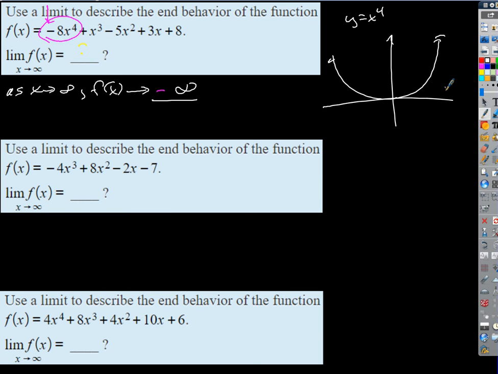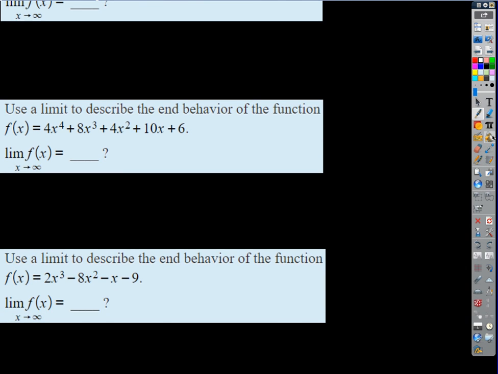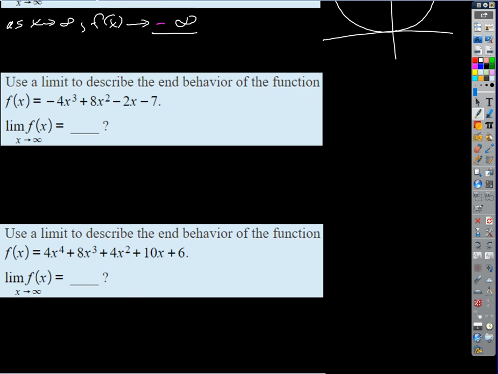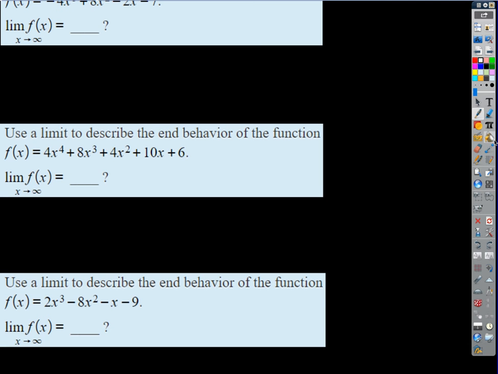What about one like this? Okay, let's go down a little bit. What if I'm approaching, let's do this guy. What if I'm approaching negative infinity? Okay, let's make this one negative infinity. Let's make that a negative infinity instead of an infinity.